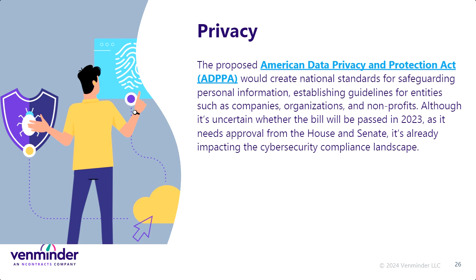Okay, so I want to just talk about privacy regulations for a moment. As you'll see, there was the American Data Privacy and Protection Act that was supposed to be passed in 2023. Well, it was not. It was replaced by another bill called the American Privacy Rights Act, and that was introduced this year. But right now, it is still in draft form and has not been passed into law.